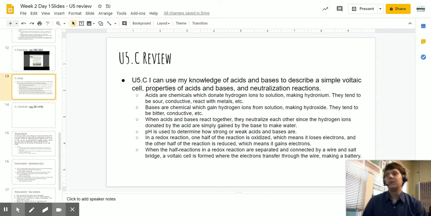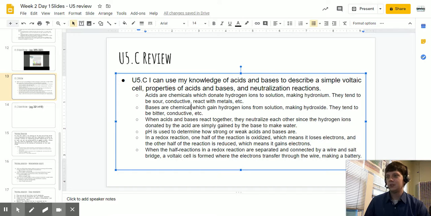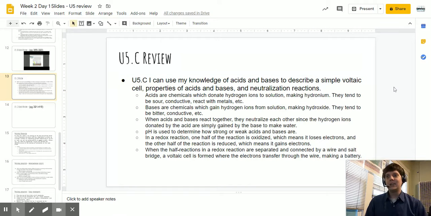Bases are chemicals which gain hydrogen ions from solutions, which means they take in hydrogen ions, the opposite of acids. That means if they're reacting with water, they're going to take away an H+, leaving behind hydroxide, which is OH-. They tend to be bitter, they still conduct, they can still be dangerous and corrosive. When they react together, acids and bases neutralize each other. Since acids are giving away hydrogen ions and bases are taking them, it just cancels out and makes water.